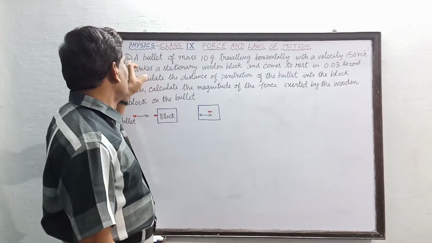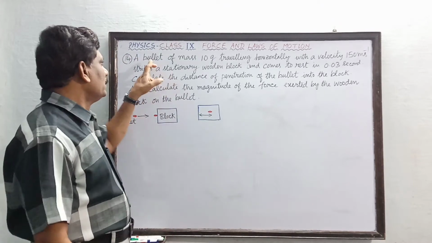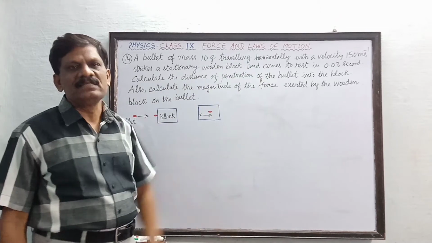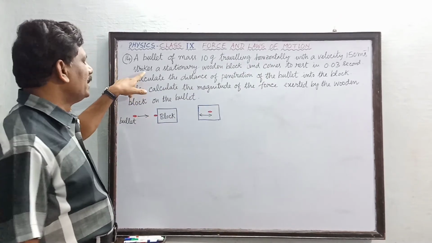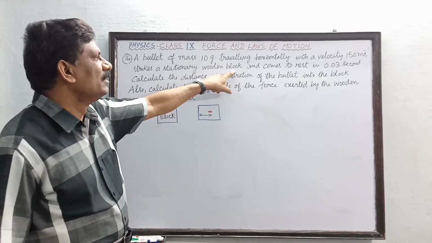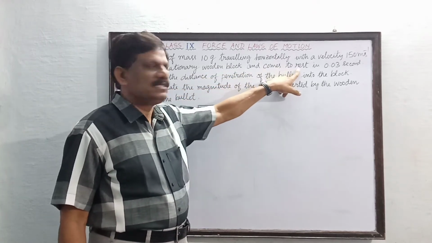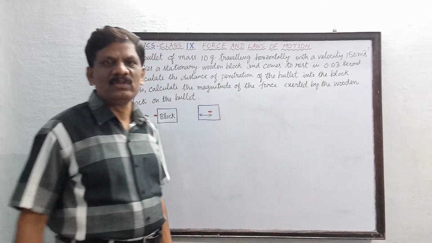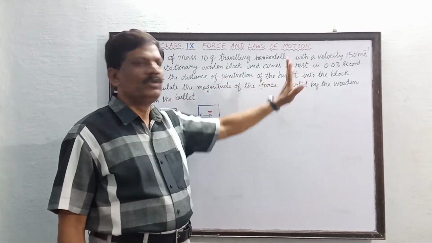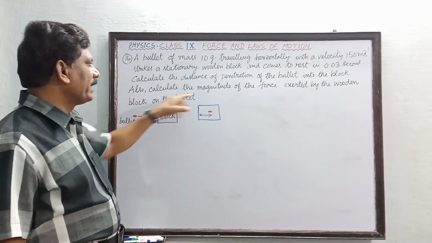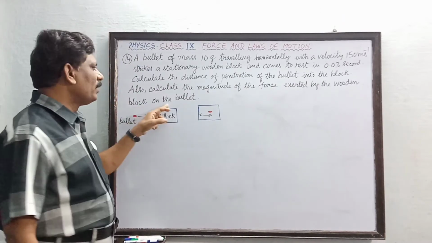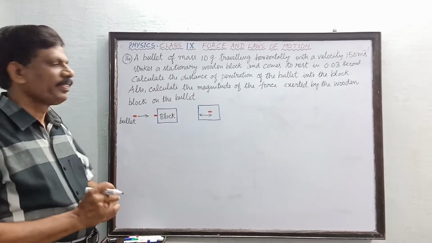Hi students, problem number 14. A bullet of mass 10 gram traveling horizontally with a velocity of 150 meter per second strikes a stationary wooden block. The wooden block is at rest and the bullet comes to rest in 0.03 second. Calculate the distance of penetration of the bullet into the block. Also calculate the magnitude of the force exerted by the wooden block on the bullet.